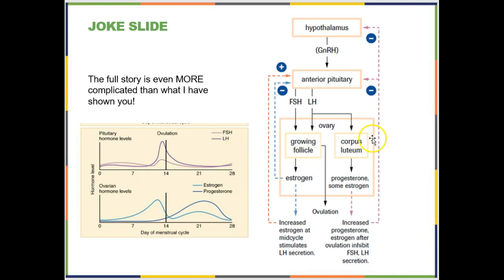This slide I put in just to show all of the interactions and that it's much more complicated than we even talked about. But you can see, especially looking here, estrogen is negative feedback in most of the cycle, but mid-cycle there's that positive feedback loop that causes this spike here in LH.